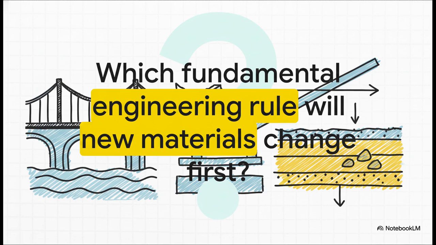And that brings us to one last thought. These principles have served us incredibly well for centuries. But now, as we're developing things like self-healing concrete, ultralight composites, and we're facing brand new environmental challenges, which of these fundamental rules do you think will be the first one we'll need to rethink? It's a fascinating question, and one for the next generation of engineers to solve.